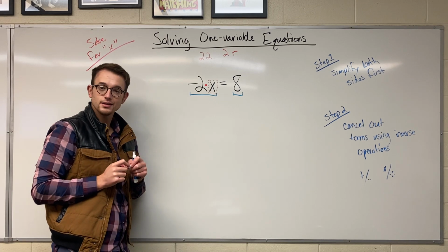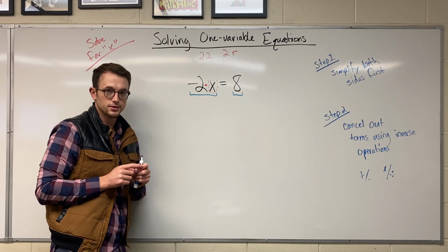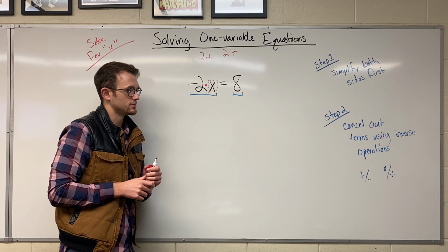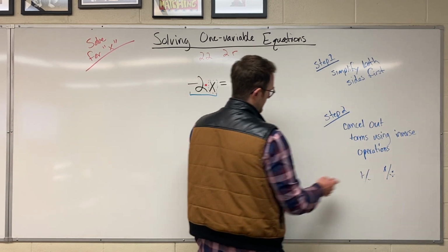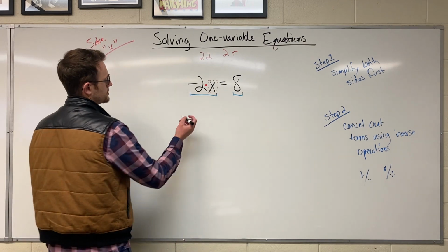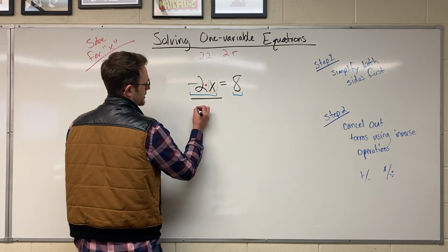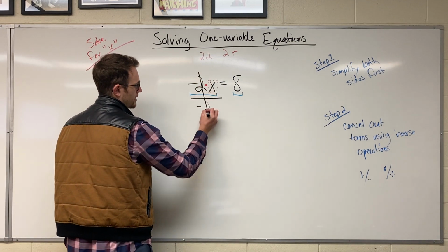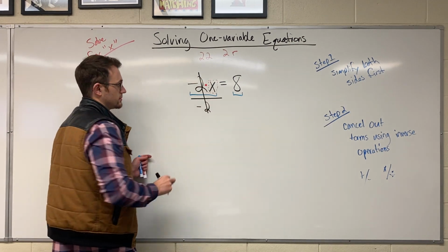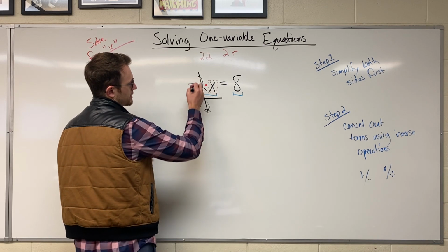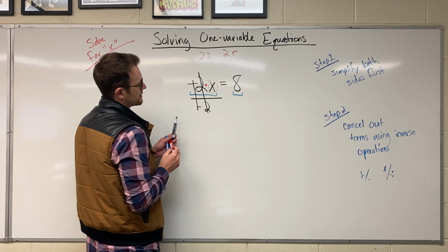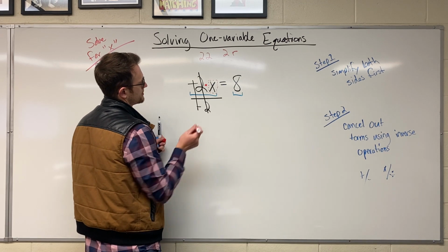So how do I cancel out multiplication? What's the inverse of multiplication? Division. So I'm going to divide by negative 2. You divide by itself. That 2 divided by 2 is 1. Negative divided by negative is a positive. Those cancel out. I have my nice x all by itself.